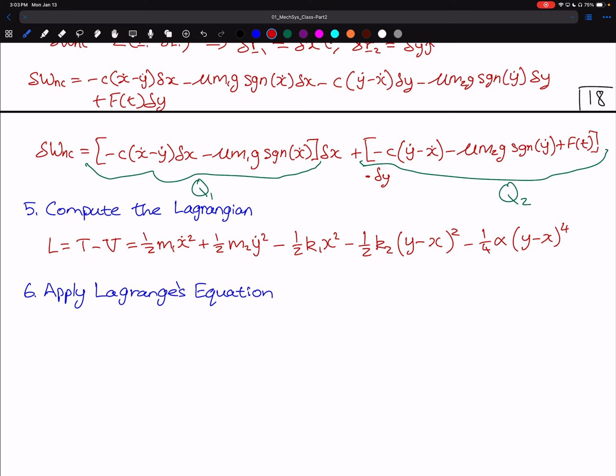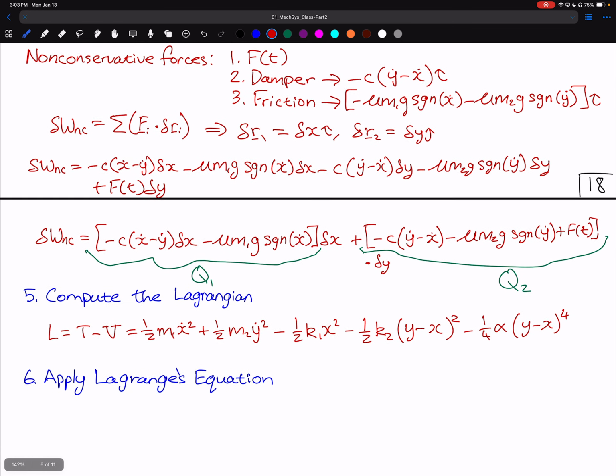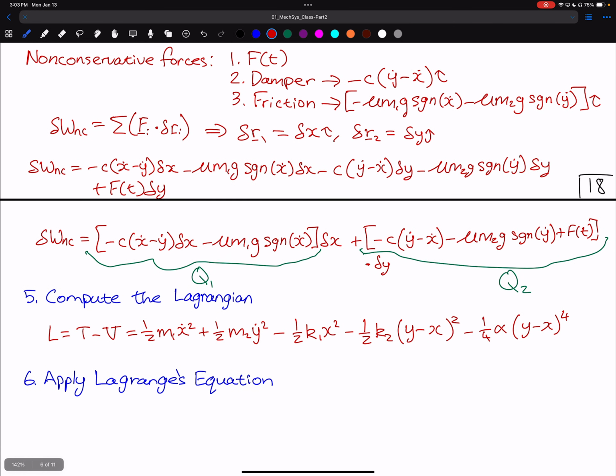Okay. Were there any questions on those non-conservative forces and the principle of virtual work, or on the Lagrangian that we just computed? When you dot the damping force with your virtual displacements, why does one of the damping forces flip sign and the other one stays the same? Yeah, that's a great question.